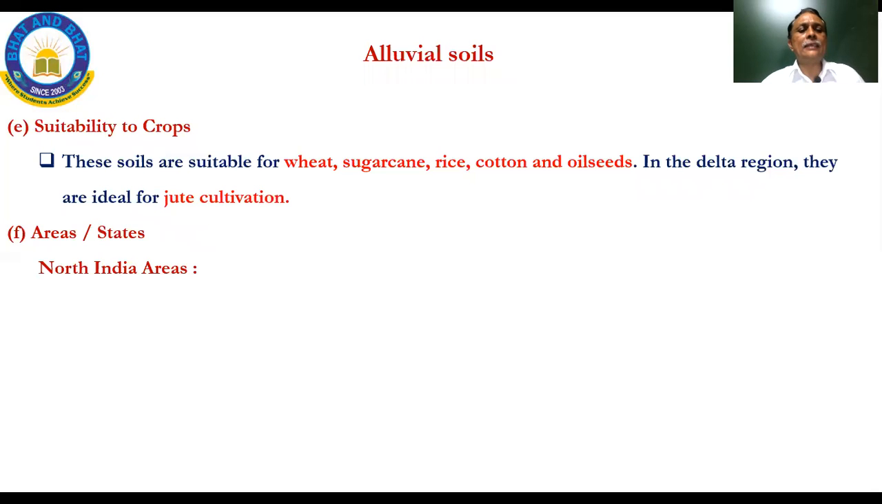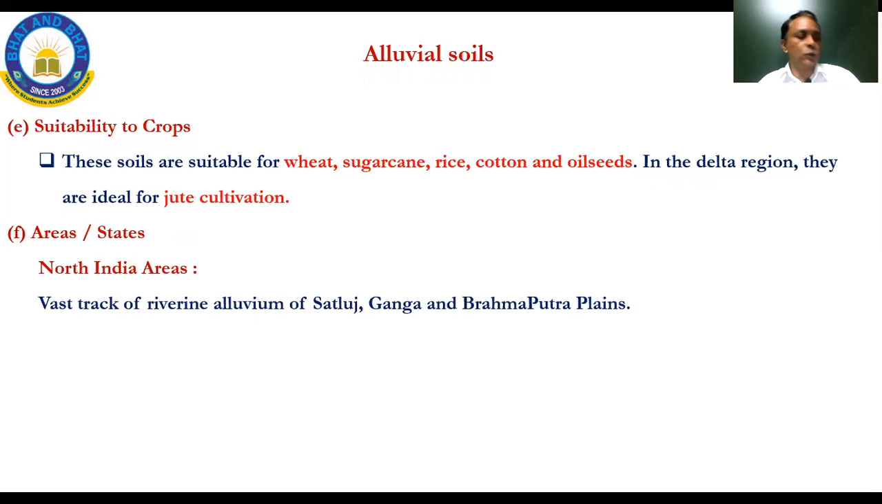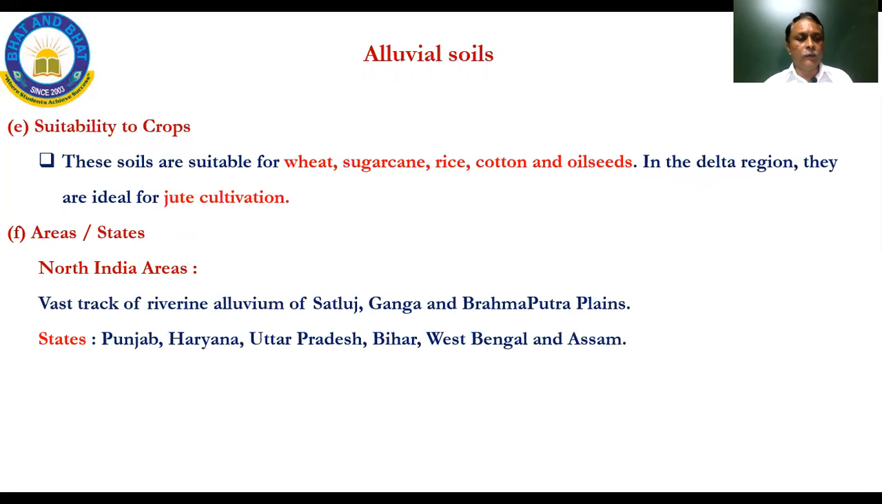Now, areas and states. This is where I said, please refer also to the map that is there. So the areas in North India are the vast tract of riverine alluvium of Satluj, Ganga and the Brahmaputra plains. When you look at the map, you can clearly see the states also there where it is given. The states are Punjab, Haryana, Uttar Pradesh, Bihar, West Bengal and Assam.